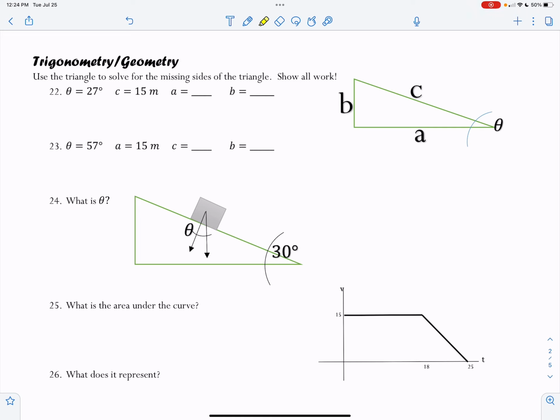Now, please remember to pause or rewind the video as you need to. If you are brand new to this kind of math, please make sure you see me individually, and I will make sure to get you caught up and feeling better about it.